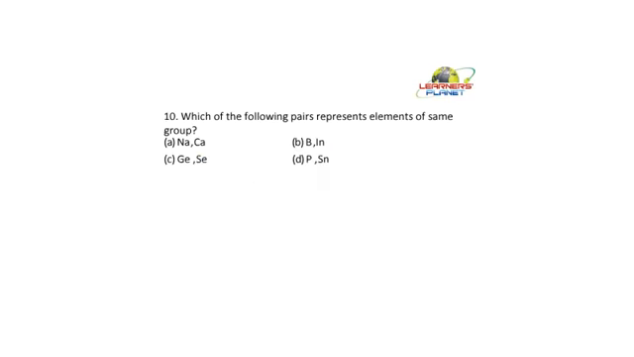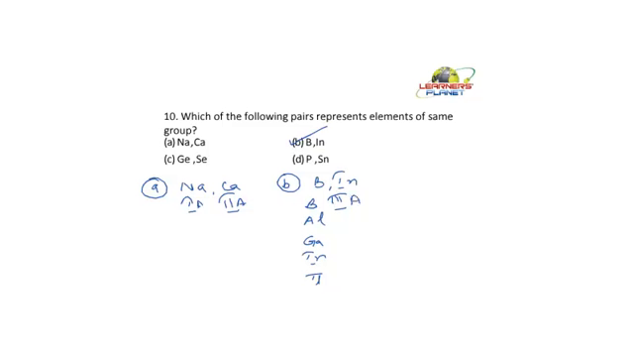This is our next question. Which of the following pairs represents elements of same group? Let's take up. Our first option is sodium and calcium. Sodium belongs to first A group. Calcium belongs to second A group. Second option is boron and indium. So in the boron group, what all are present? Boron, aluminium, gallium, indium, and thallium. So they belong to the same group, that is the third A group, right?